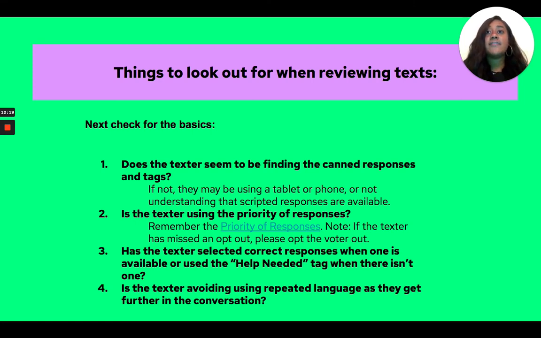Next, you want to check to see if they're using the priority of responses. Remember, if they've missed an opt-out, opt out that voter. Third, check to see if they're using the correct response available to them or use the help needed tag. One of the big things that trips people up is the different no options. So it's a good idea to review that before beginning. Folks also aren't aware of all the canned responses, which are linked on the homepage of each campaign. Finally, make sure that as the conversation progresses, texters aren't getting jumbled and start to repeat language or sound robotic.